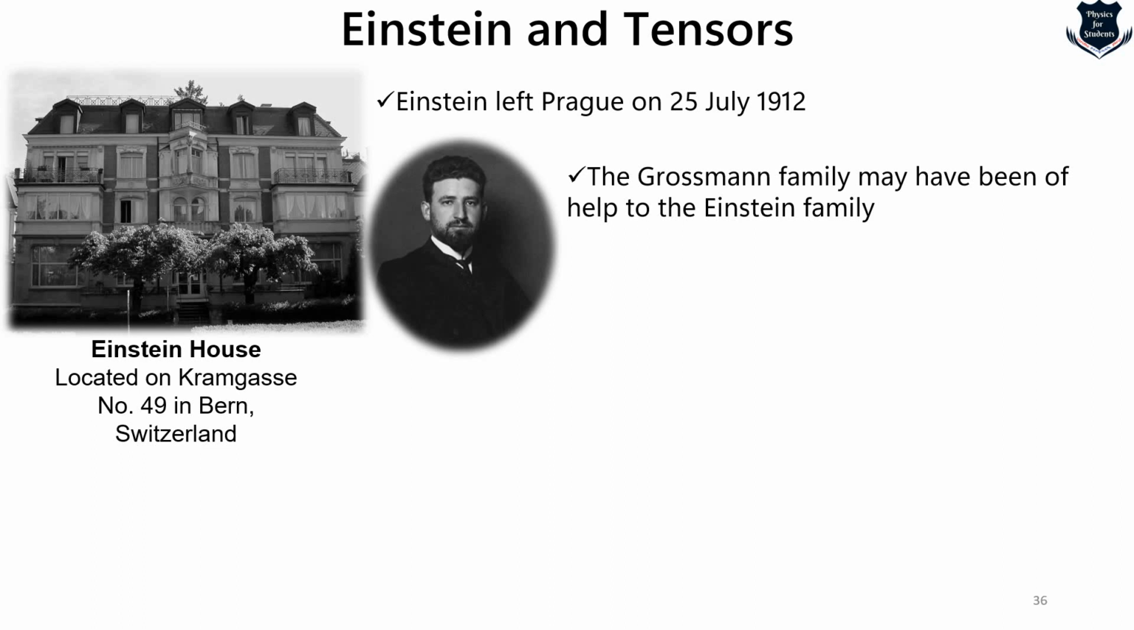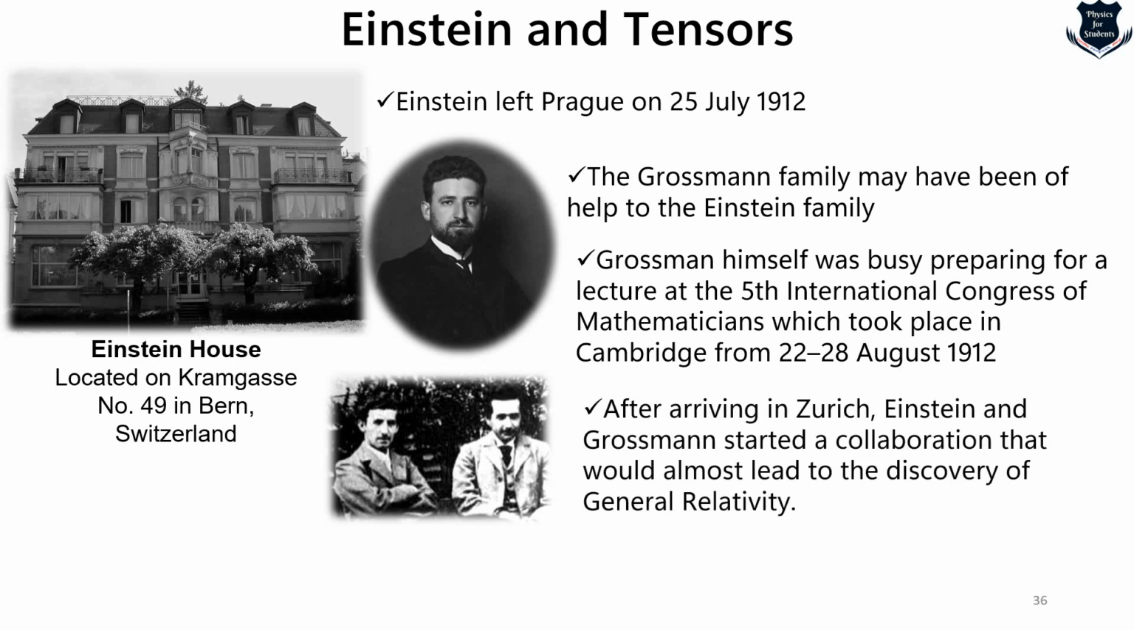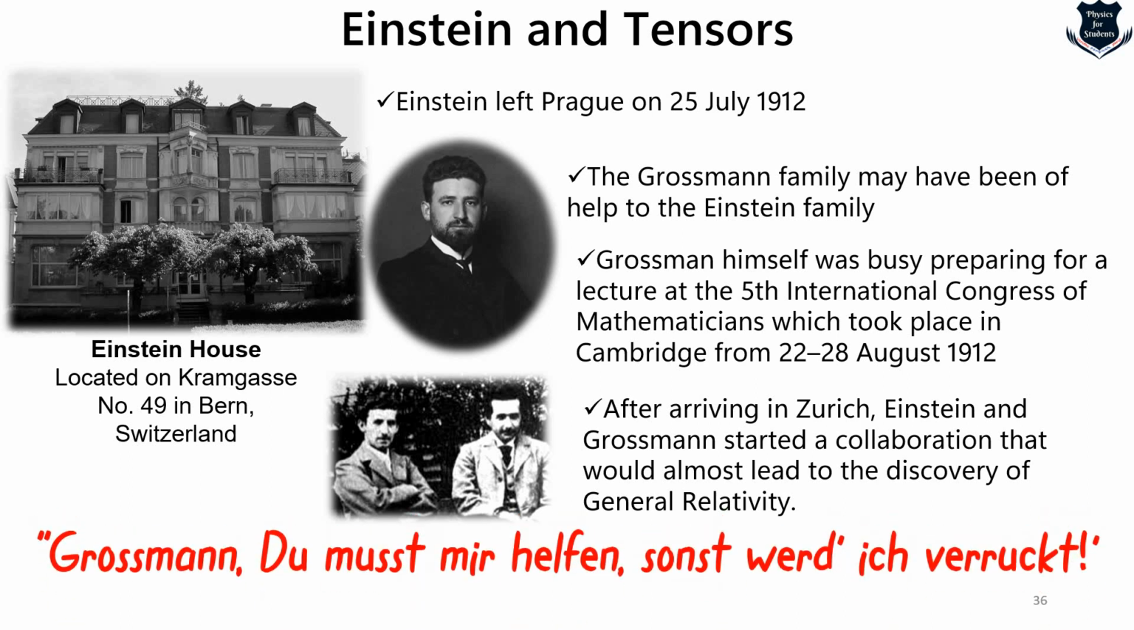Now, his friend Marcel Grossman helped him to settle in. Grossman was busy preparing a lecture for the 5th International Conference. And remember, Marcel Grossman is known to be a master of differential geometry. After arriving in Zurich, Einstein and Grossman started a collaboration. Einstein was finding it difficult to frame a covariant theory of gravity, and this is actually a German phrase, and I won't pronounce it, it would be incorrect. What it means is: Grossman, you must help me, otherwise I will go crazy.